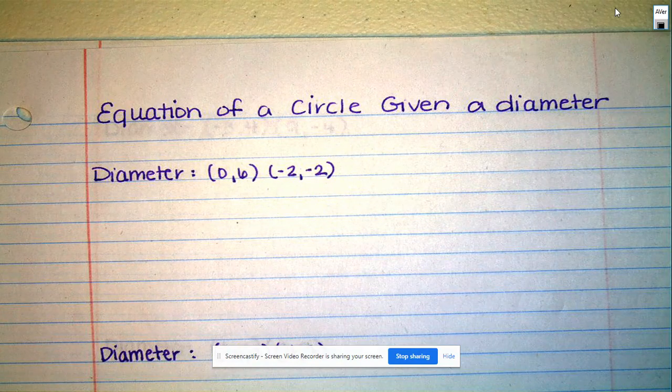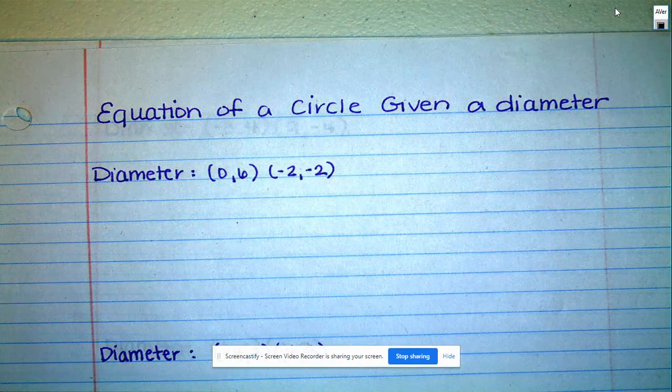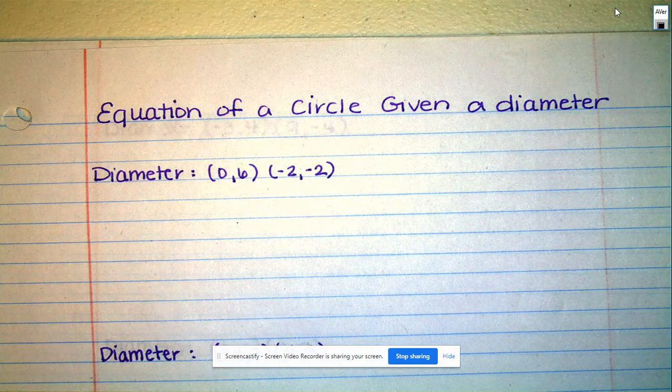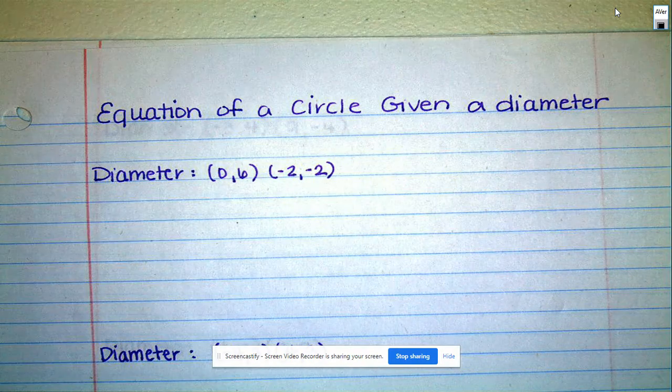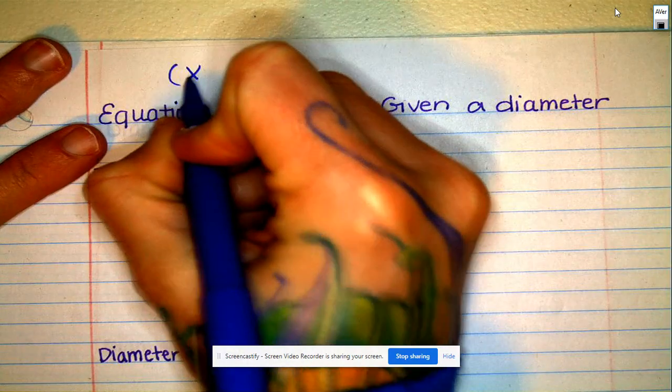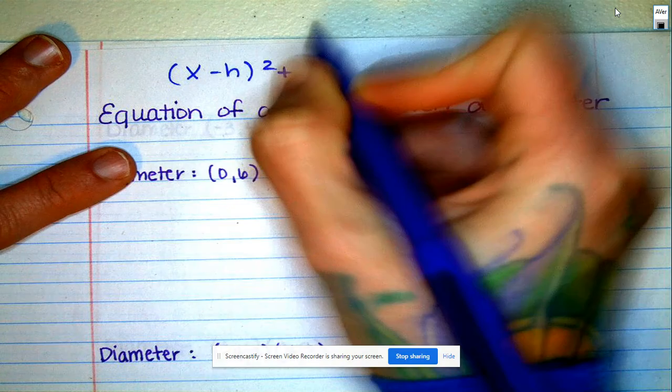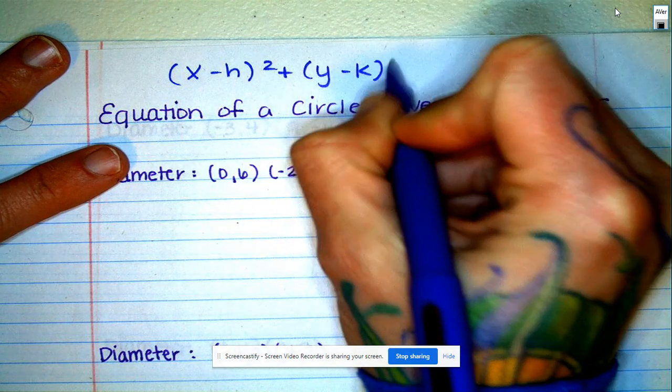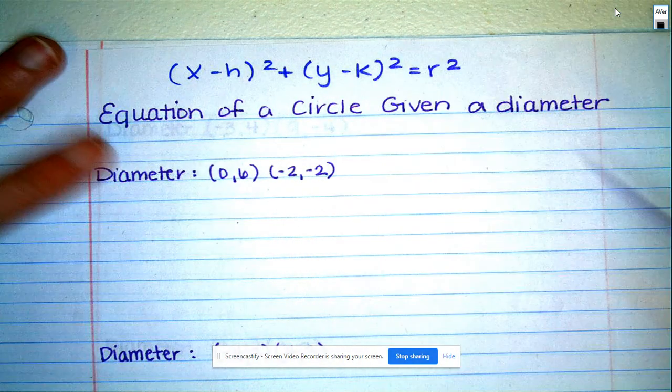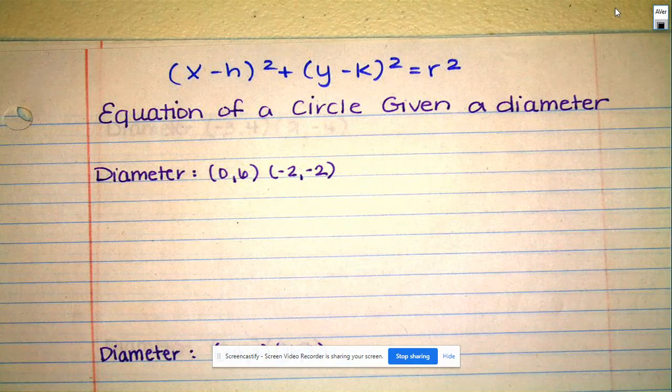All right, back again. The last way that we are going to write the equation of a circle, we're going to give it a diameter. Just in case you missed our last video, remember the equation of a circle is x minus h squared plus y minus k squared equals radius squared. And when you're finished, your x and your y will still be there. Your h and k are the parts you need to plug in.